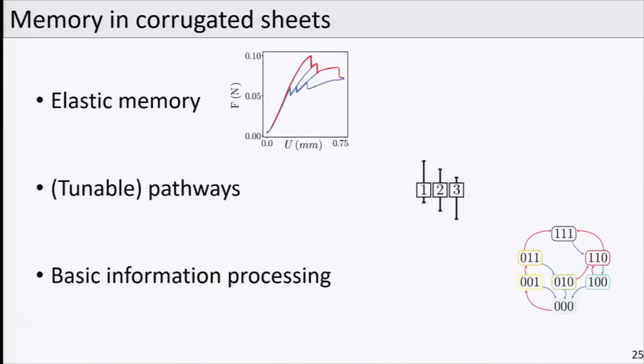So what we saw here is that these corrugated sheets allowed us to evidence this sort of elastic memory, where the only ingredient we have is this snap-through instability. And since the system is macroscopic, we can tune the pathway we get. And the system is very empirical, right?